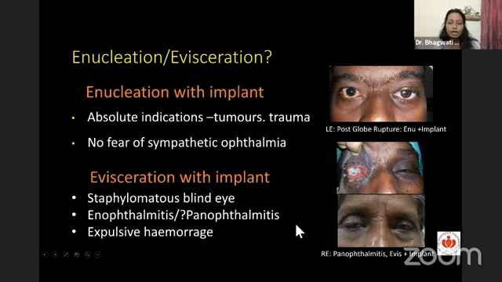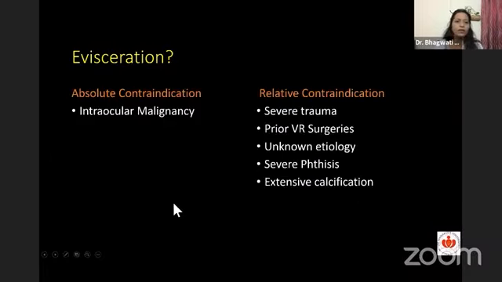The other school thinks that we should not do evisceration as it may transfer the infection to the brain through the meninges, or there may be residual infection left in the sclera. Evisceration we should also do in expulsive hemorrhage. Now, intraocular malignancy is an absolute contraindication for evisceration.